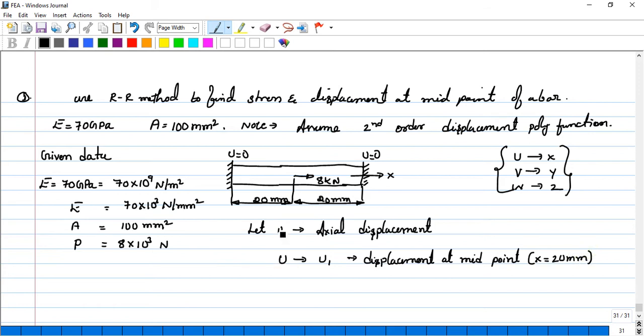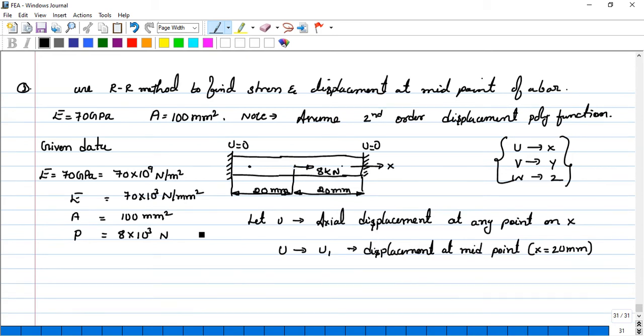See, what is u? U is the axial displacement at any point on x. If I consider this complete as an x direction, and I consider a point here, u represents the displacement there. And now I am stating u will be u1 exactly at the midpoint, that is x is equal to 20. The following displacement we considered as u1.